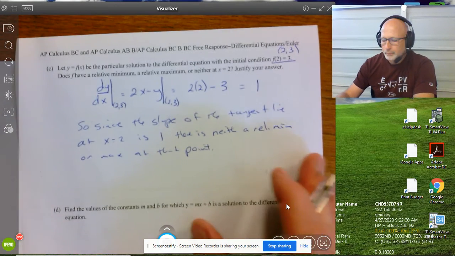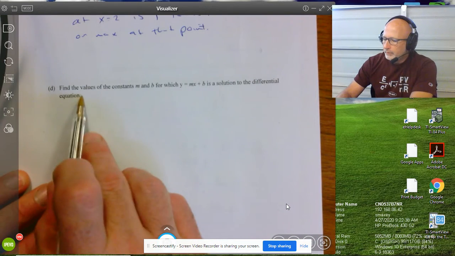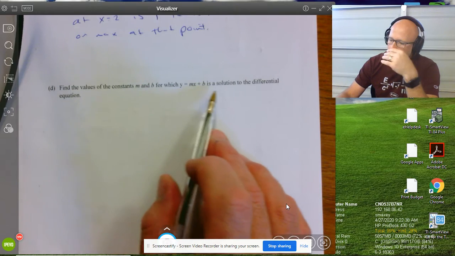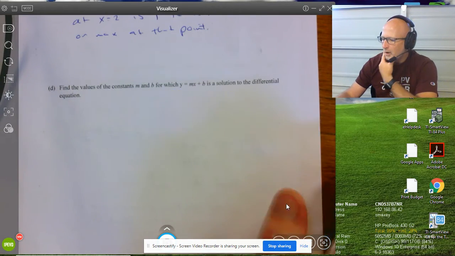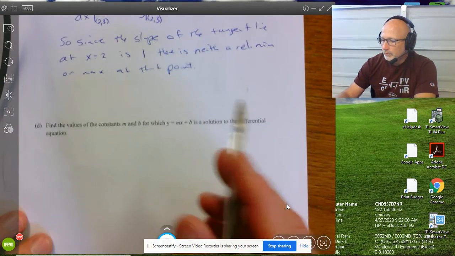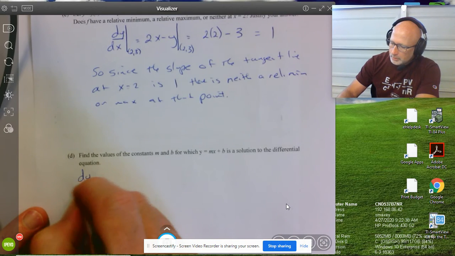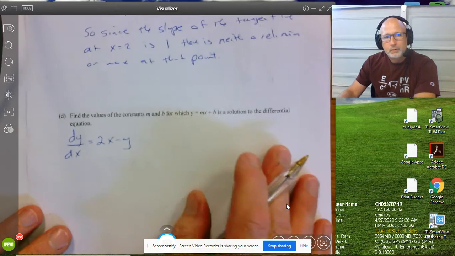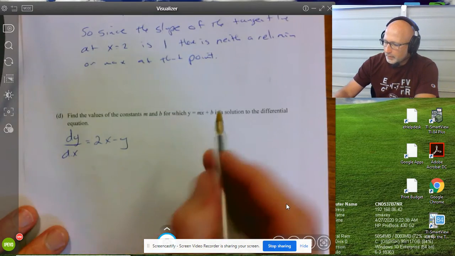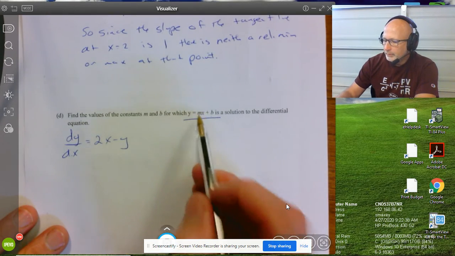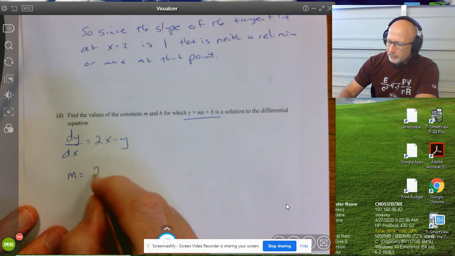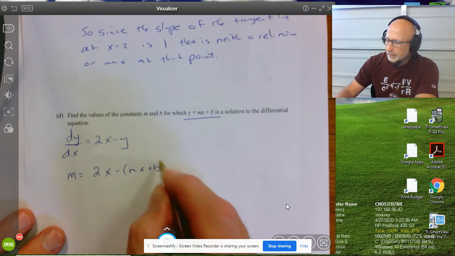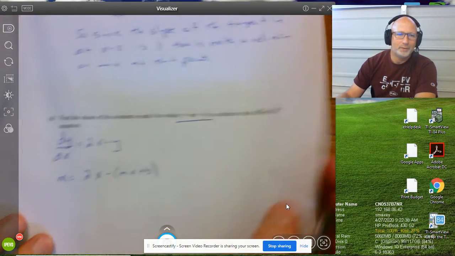Okay, so pretty simple. Okay, D: find the values of the constants m and b for which y is equal to mx plus b is a solution to the given differential equation. So when you plug it into dy/dx equal to 2x minus y, it should work. So what is the derivative of y with respect to x? m and b are just constants, so that is m is equal to 2x minus y, but y is mx plus b. What in the world do we do with this now?